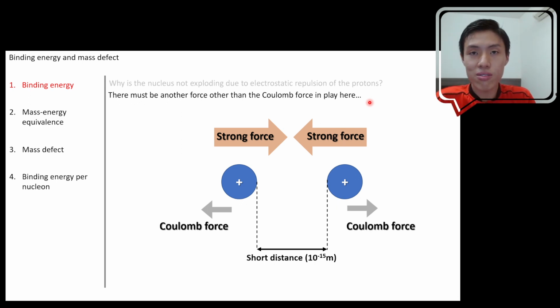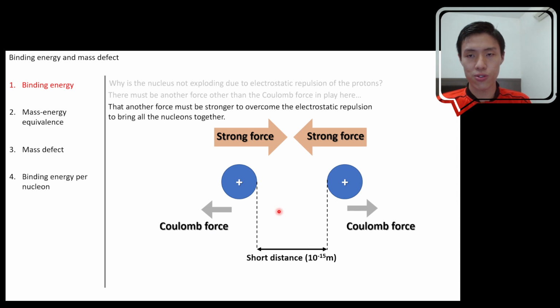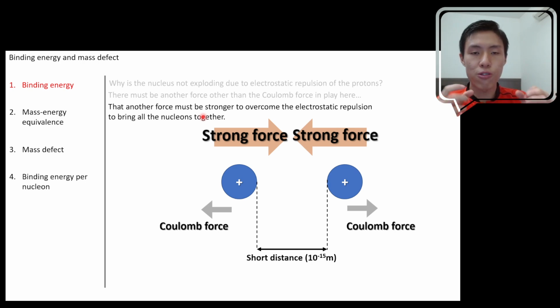But as the name itself depicts, you can understand that this force, you should expect it to be very strong. Really strong, so that they are able to overcome this Coulomb force over here. So another force must be stronger to overcome the electrostatic repulsion to bring all the nucleons together. All the nucleons here means protons and neutrons. So this strong force will be the force responsible for bringing all these protons and neutrons together in order to form our nucleus. As the diagram here shows, the strong force should be much stronger than the Coulomb force.